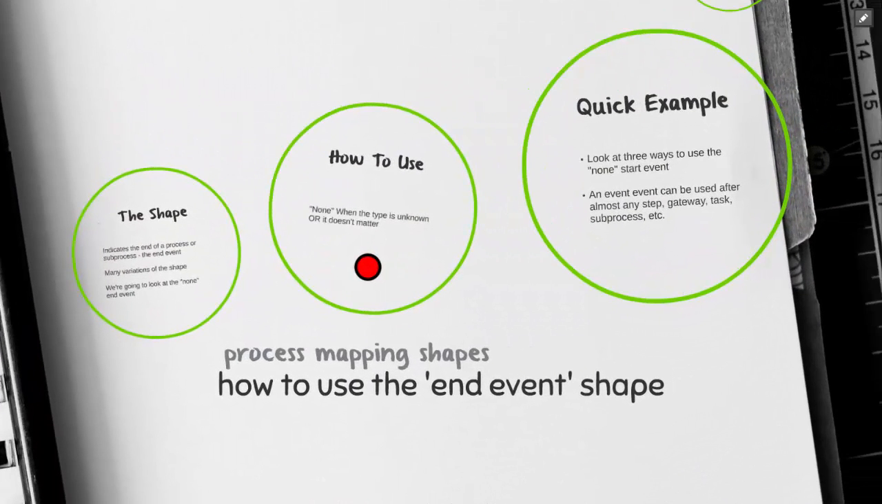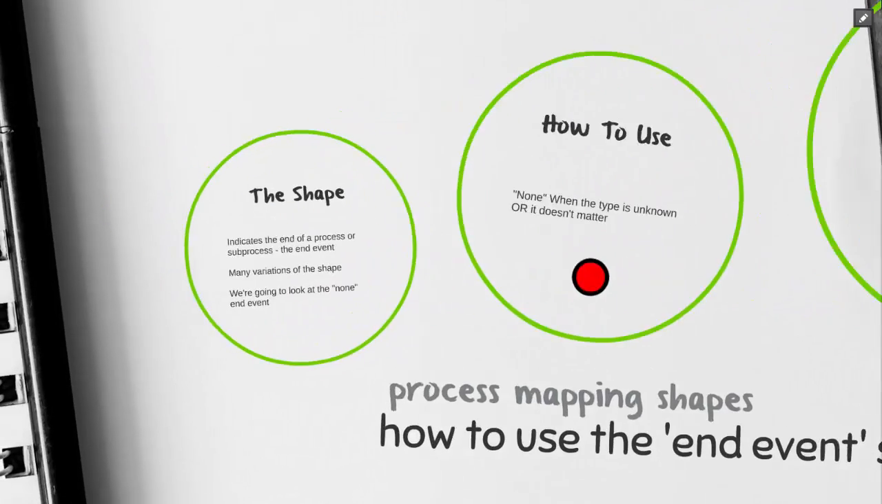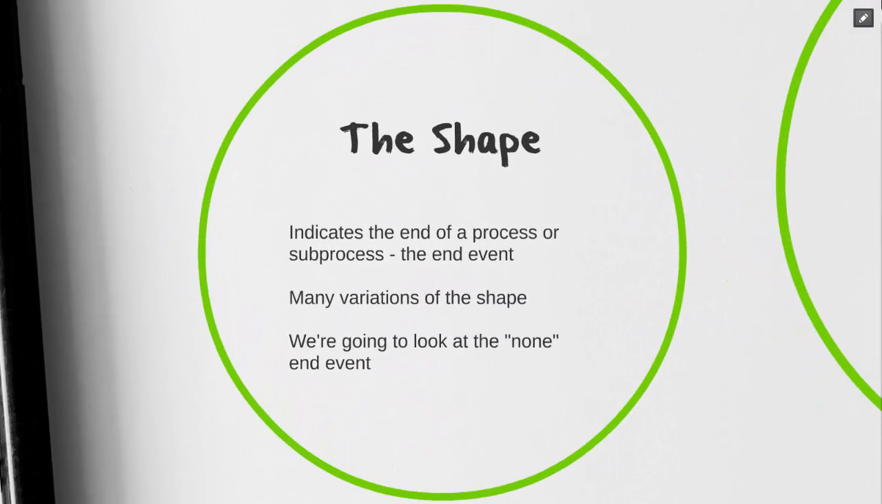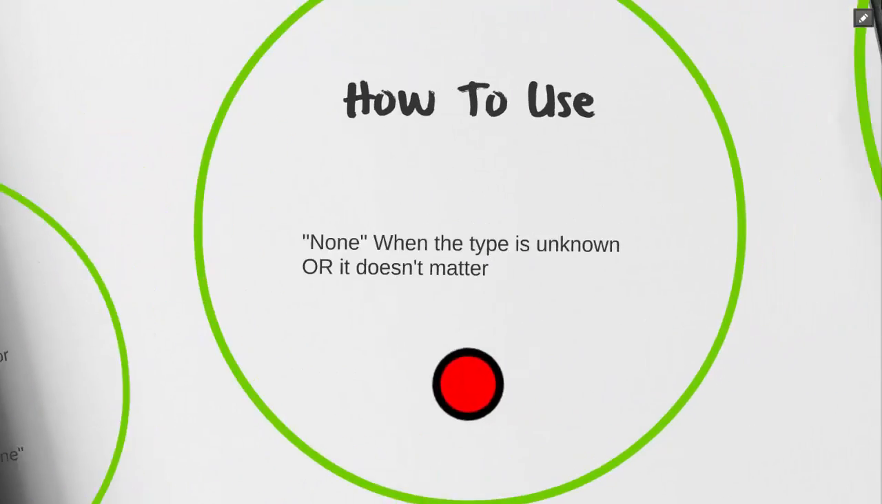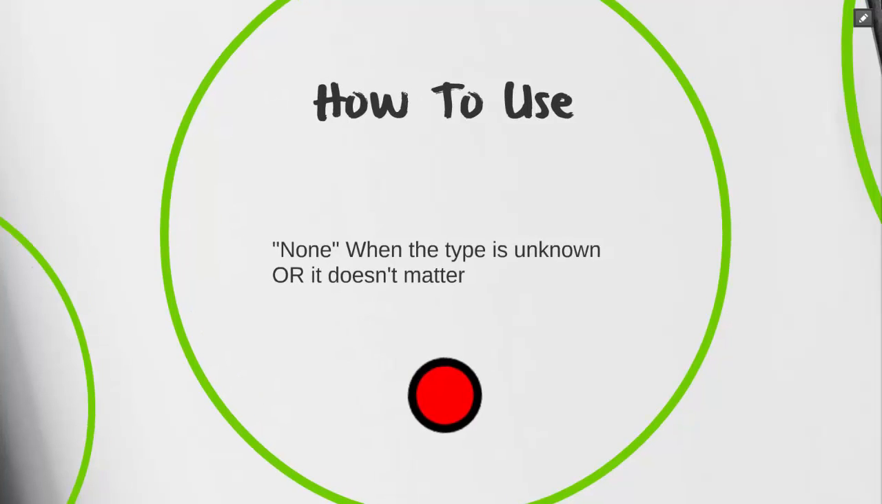Welcome to How to Use the End Event Shape. This shape indicates the end of a process or sub-process. While there are many variations of the end event, today we're going to be looking at the one labeled as none. We use the end event labeled as none when the end type is unknown or it doesn't matter.